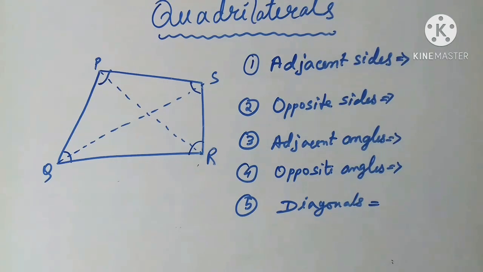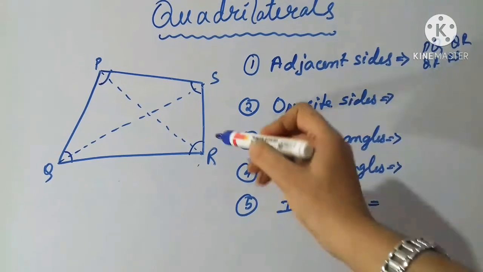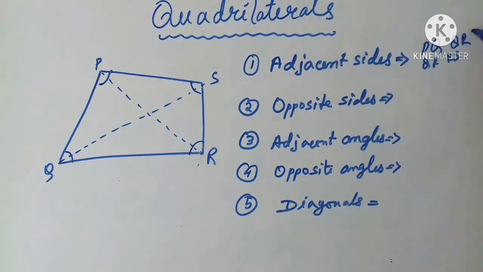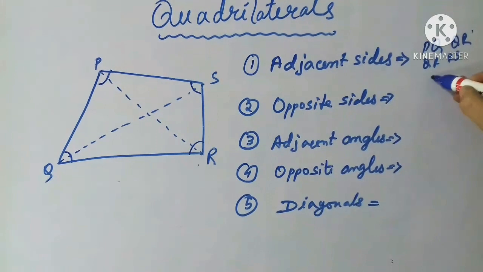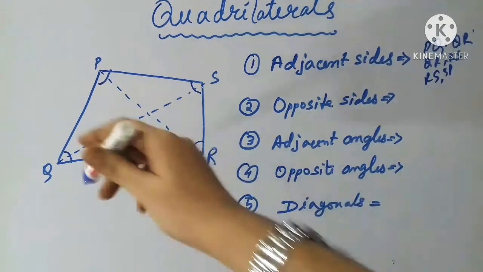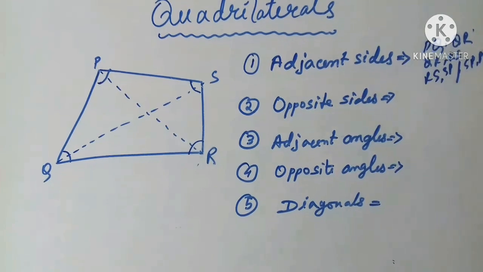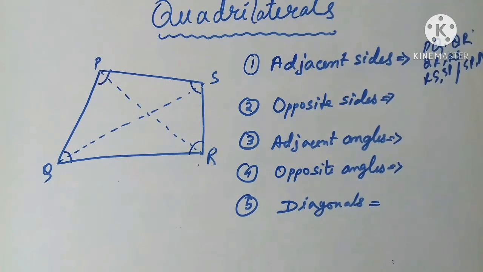So I can tell you that PQ and QR are adjacent sides. After that QR, RS. I wrote two pairs. Again another is RS, SP, and SP, PQ. These pairs are adjacent sides.